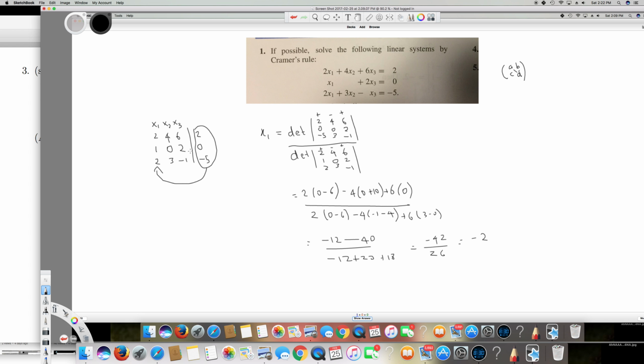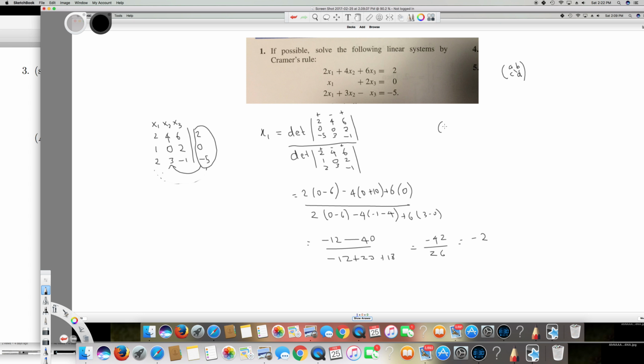In order to find x2, you have to swap this one with x2, and this will remain the same. You don't have to do anything with this. So for x2, the middle part will change. For x3, the last part will change, and the others will remain the same. That's how we do Cramer's rule. If you want the final answer, this is going to be the final answer.